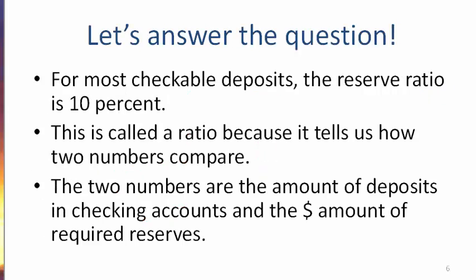Okay, let's answer the question about reserve ratios. It turns out that for most checkable deposits, banks and thrifts have to keep 10% in reserve. So this is called a ratio because it tells us how two numbers compare. And in this case, the two numbers we're talking about are the amount of deposits in checking accounts and the dollar amount of required reserves.